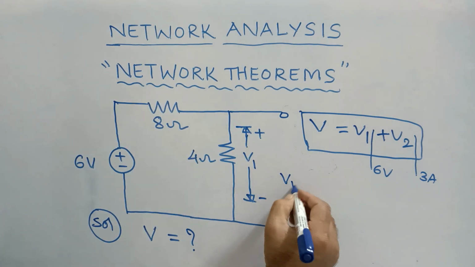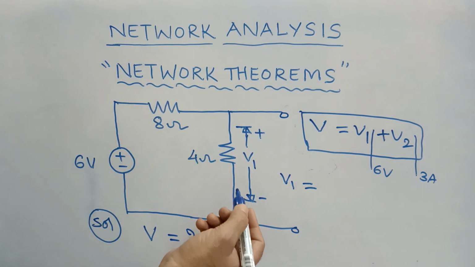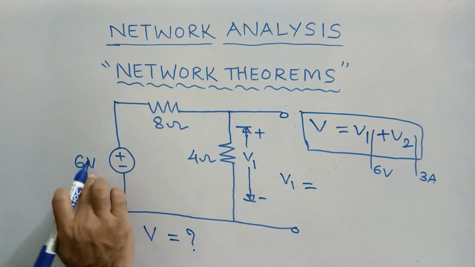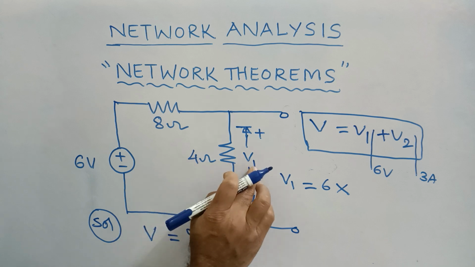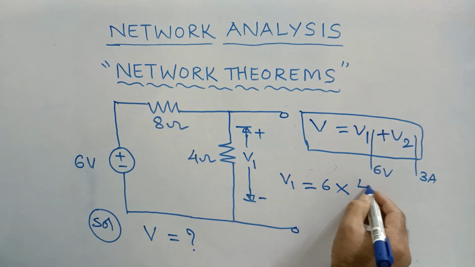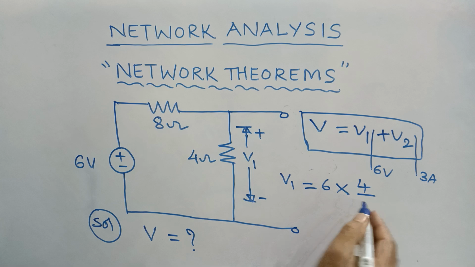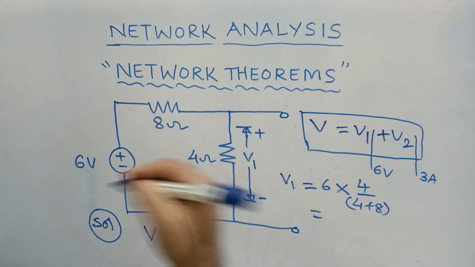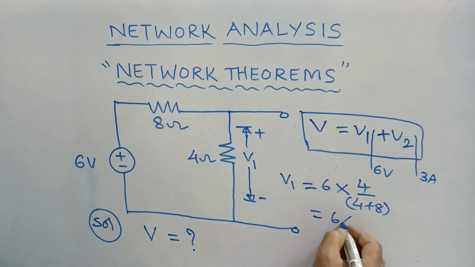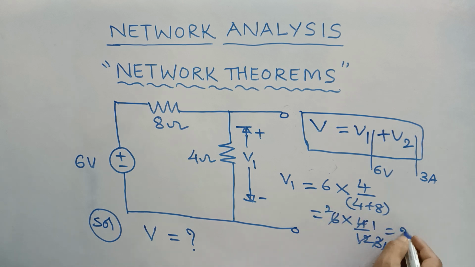Therefore, according to our voltage divider formula, V1 is equal to the input voltage 6 into, V1 being the voltage across the 4 ohm, 4 by 4 plus 8. Clear? 4 plus 8, this is according to the voltage division. Therefore it is 6 into 4 by 8 plus 4, which is 12. Four 3s are 12, 3 twos are 6, so it is 2 volts.